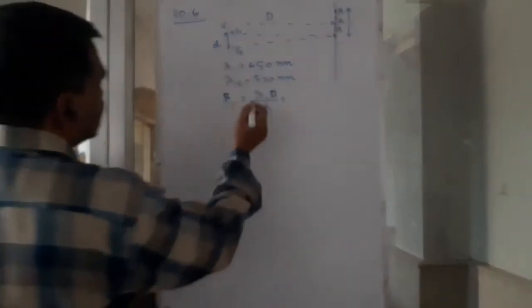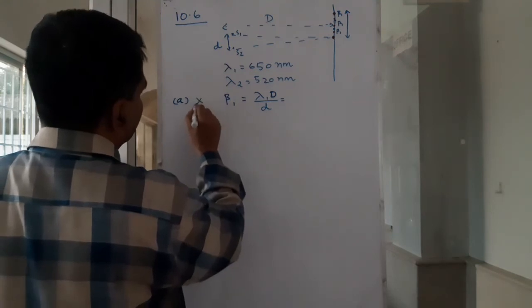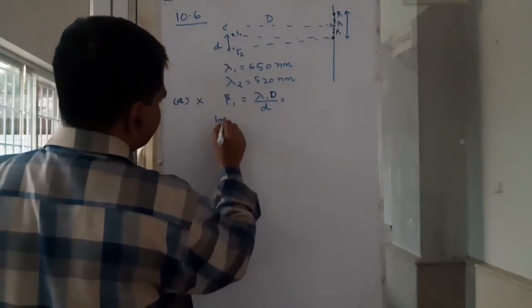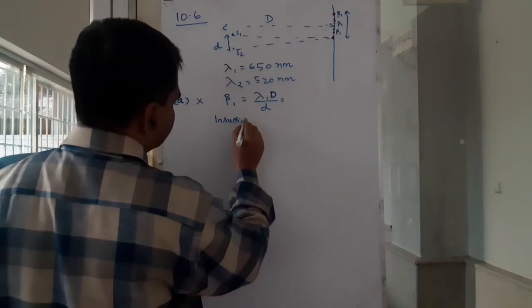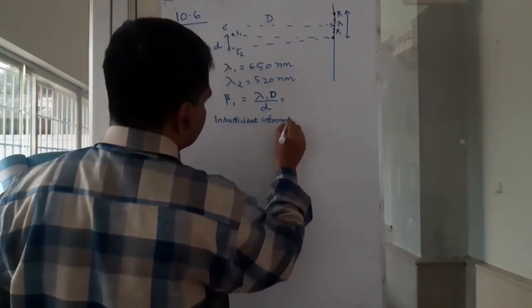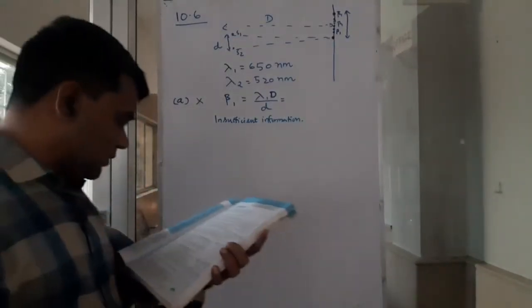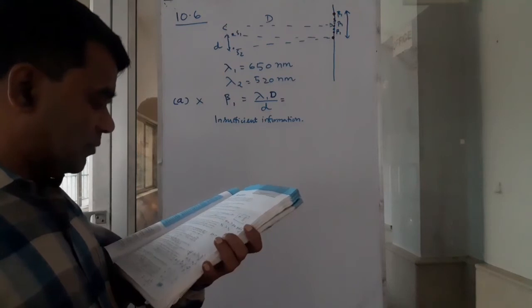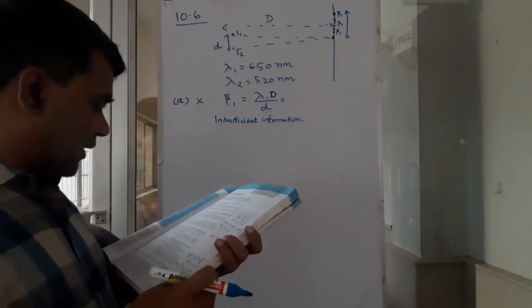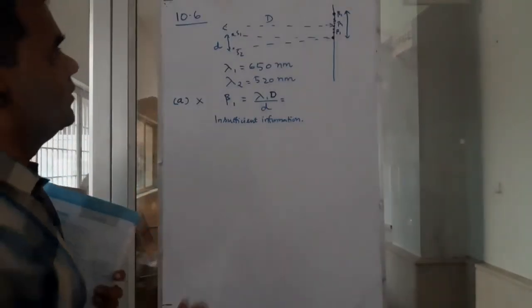So the first part, A, cannot be done. Insufficient information. So what was the second part? What is the least distance from the central maximum where the bright fringes due to both the wavelengths coincide?